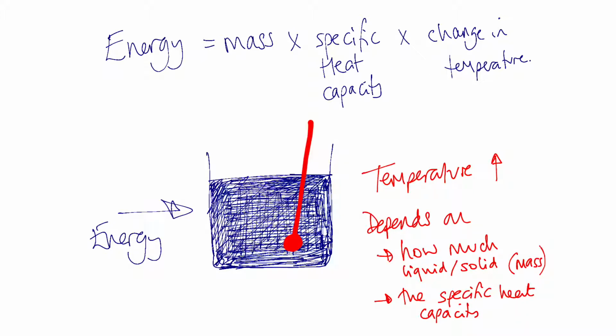Shorthand, we quite like shorthand in physics. Energy is given capital E, mass is given little m, specific heat capacity you can write as SHC, or in books it's just C for capacity, and change in temperature we write triangle T, delta T. It's a Greek letter, and that means change in temperature. So energy equals mass times specific heat capacity times temperature change.